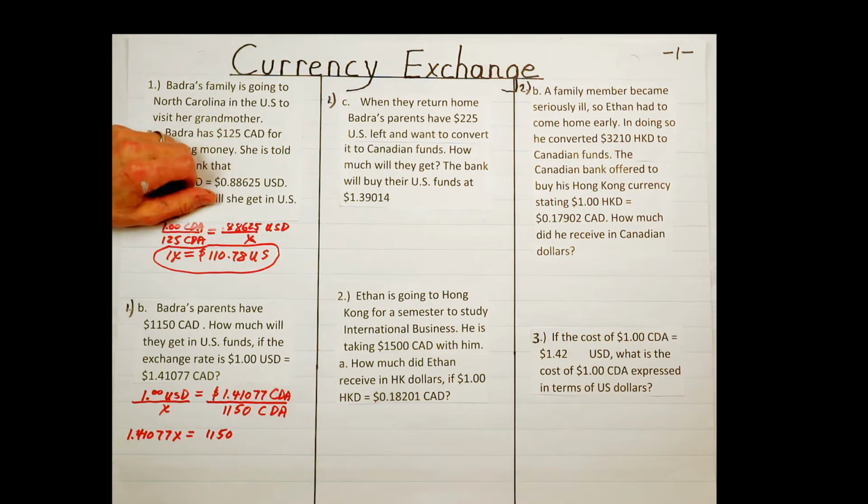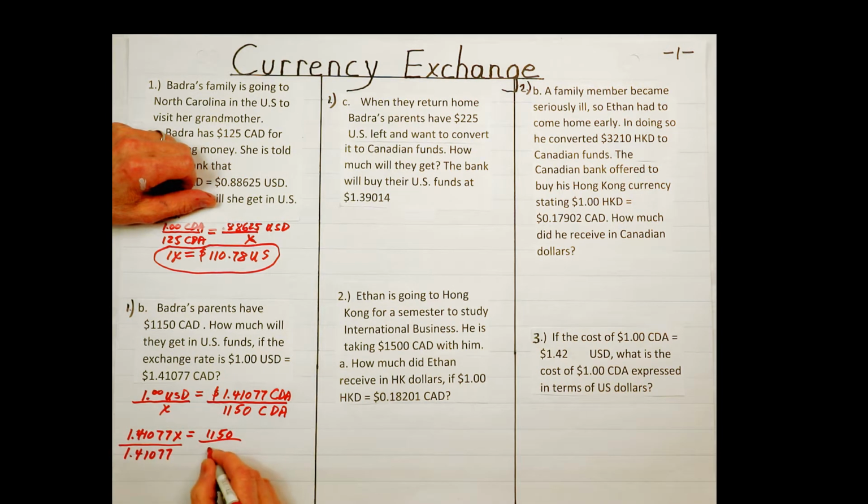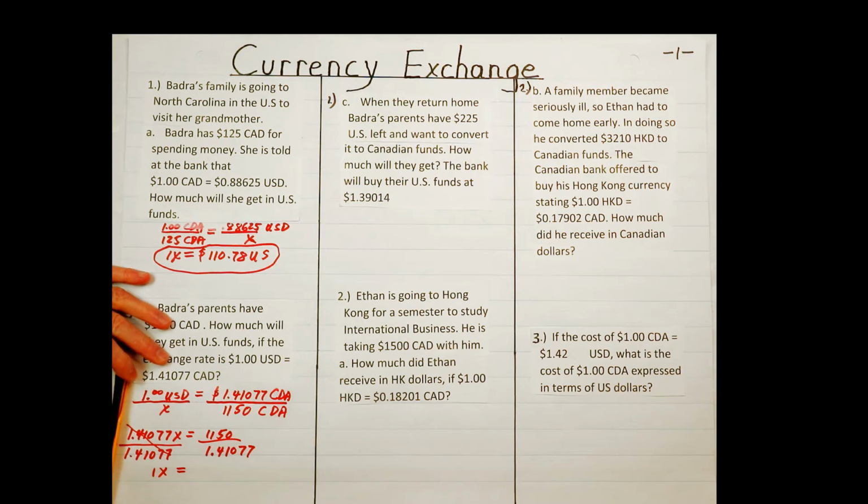And what's next? Well, after you cross multiply, you have a simple equation. So we're going to divide both sides by 1.41077. Now over here you get x, or 1x, because these cancel out. And 1150 divided by 1.41077 is $815.16 US.